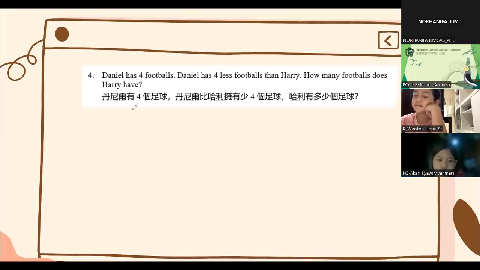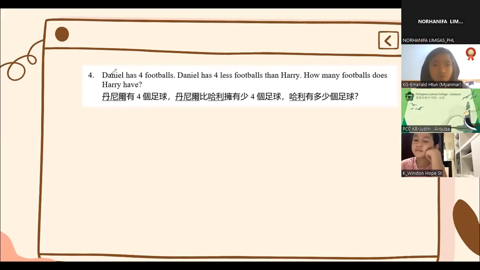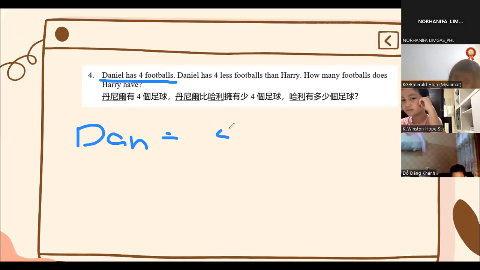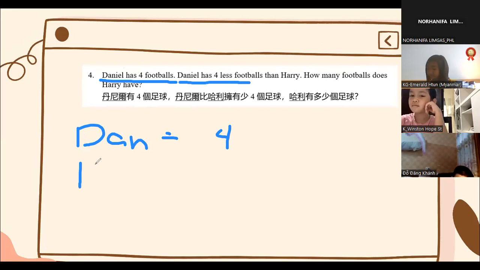Yes, eight. Again, it says there that Daniel has 4 footballs. Okay, so you can take note of that. Daniel has 4. Just put here Dan. And then you have 4. And then it says here that Daniel has 4 less footballs than Harry. So how are we going to get the value for Harry's football? So Harry is equal to what?